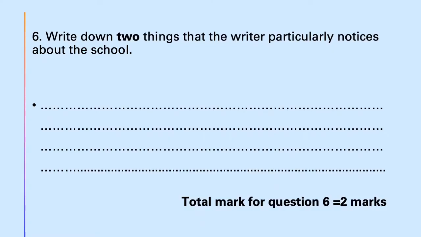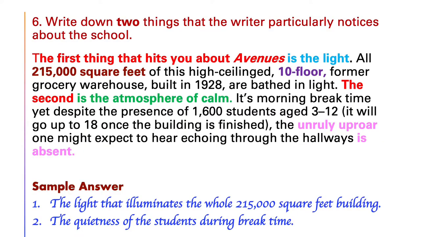Question number 6, write down 2 things that the writer particularly notices about the school. This time you are not guided towards the answer and you need to skim to find the relevant section. This is the section where you can find the answer.